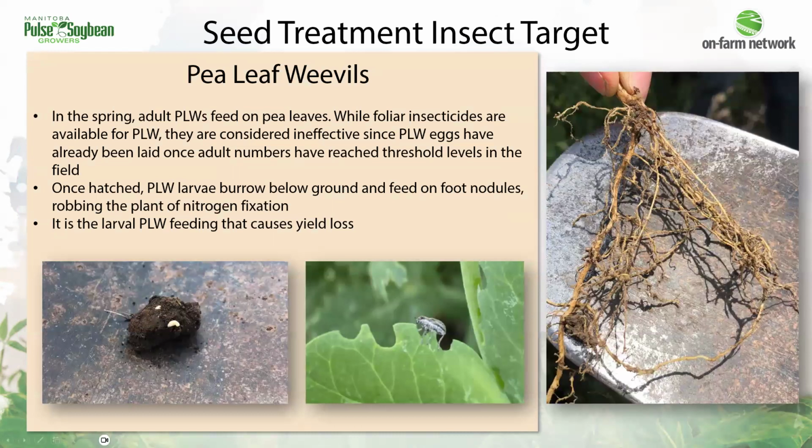In terms of insect targets, the main one for peas right now is the pea leaf weevil. Pea leaf weevils are a fairly new pest to Manitoba, with their numbers highest in the northwest region, but numbers steadily spreading towards the eastern region every growing season.